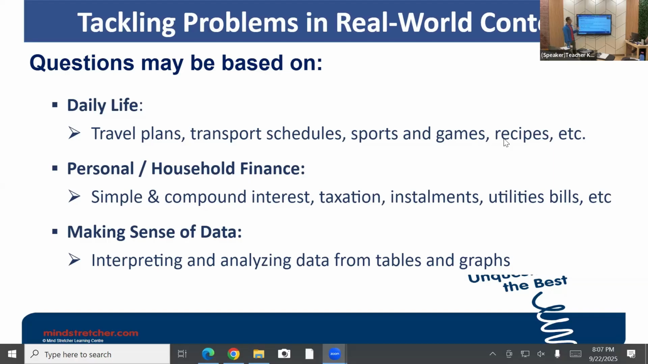And then there is another thing, where you may have some information given to you in a certain data set, for example tables and graphs. From there, you are supposed to interpret and analyze the data, and work on your solutions. Okay, so next one.